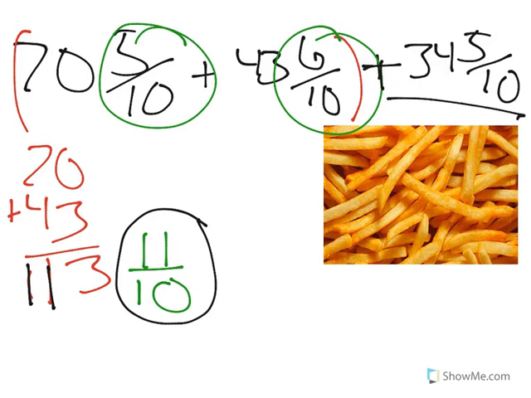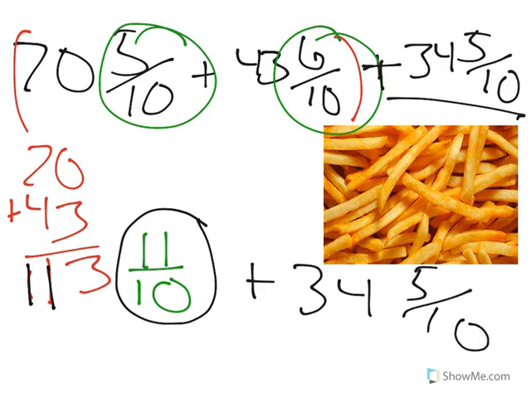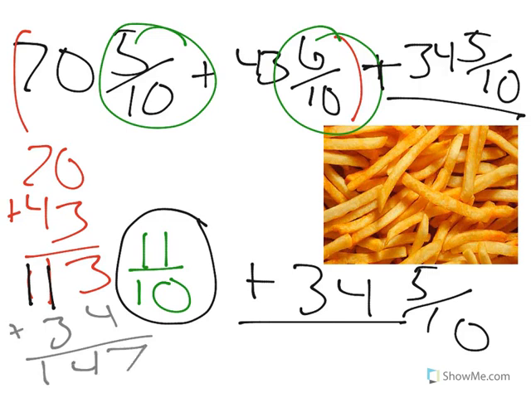So let's say we're just going to add 34 and 5 tenths. So I'm going to add my numbers here. 113 plus 34: 3 plus 4 is 7, 1 plus 3 is 4, and then my 1. So 147. Now, 11 plus 5, I've got to bring down my 10, is 16 tenths.